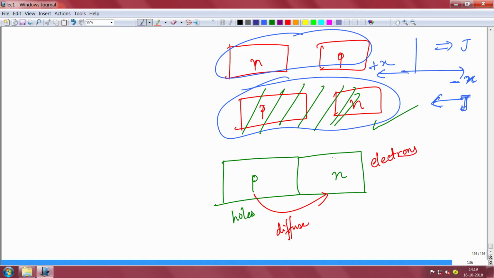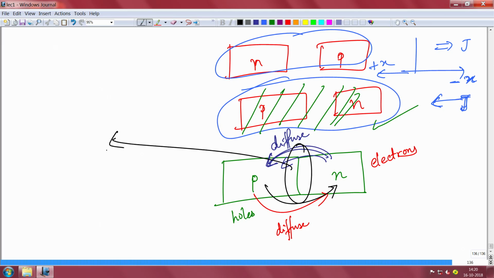So certainly electrons will try to diffuse to the p side. Now electrons are diffusing to the p side, or holes are diffusing to the n side. They will meet at the junction. And why are they diffusing? Because there are very few holes on the n side, very few electrons on the p side. They will diffuse because of the concentration gradient.